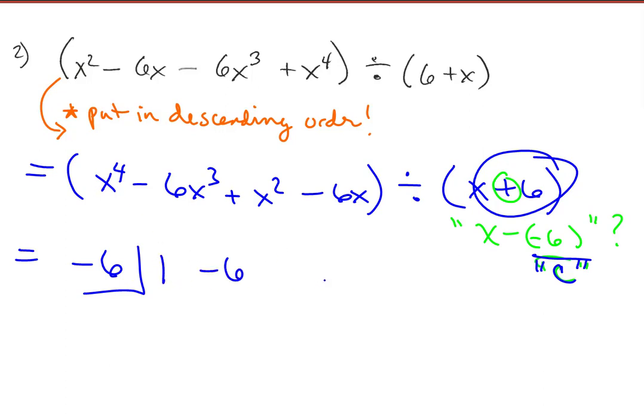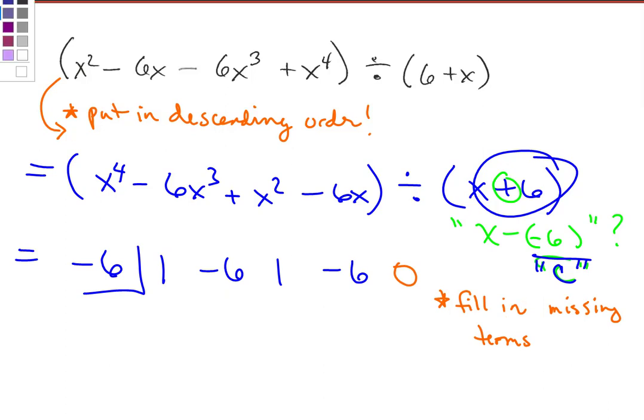Notice I'm just spacing these out a little bit. Then a 1 for the x squared, and then another negative 6. And then we're going to fill in that missing constant with a 0. So I'll say here, as a reminder, fill in missing terms. And the missing term here was the constant. Okay, the setup is pretty much there.